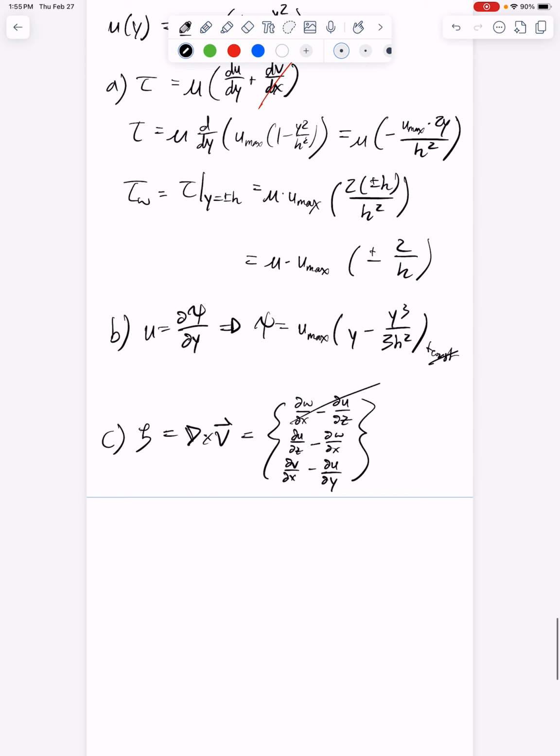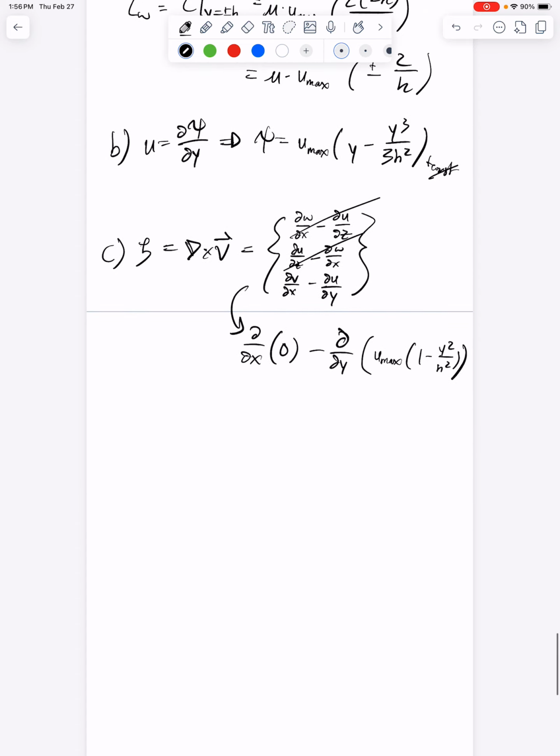So these two terms are going to equal 0. But the last term, let's check it out. We have dx of v, which I guess is also 0, minus dy of u, being u max times 1 minus y squared over h squared. There is a y component here. That derivative is going to give me negative u max times 2y over h squared. This is not equal to 0.